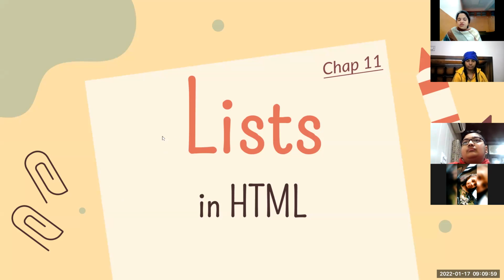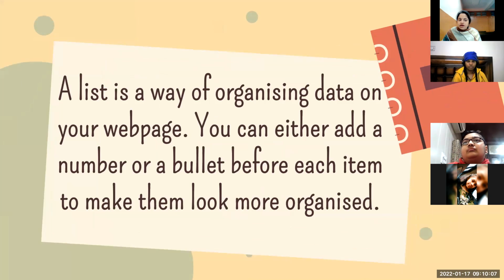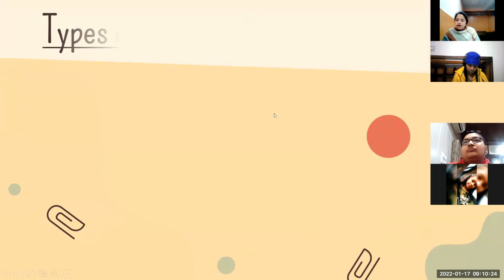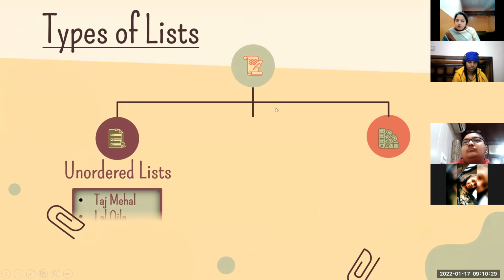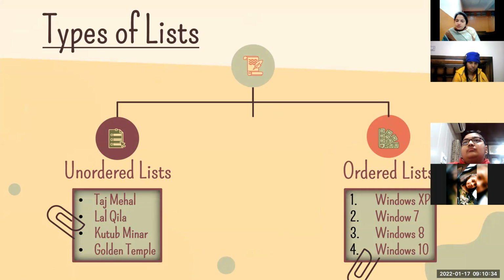But now if we want to present some topic or some information in the form of lists. So list is a way of presenting your information in an organized way. A list is a way of organizing the data of your web page. List could be by adding the numbers, or by adding the bullets also, to make them look more organized. So according to whether we are adding numbers or bullets, we have two types of lists. One is unordered list, that is also called bulleted list, and second is ordered list, which is also called numbered list. Note down in your rough copies.